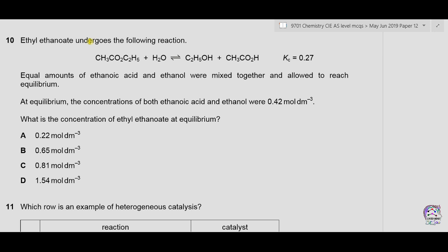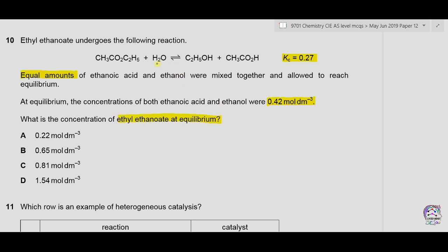Question number 10. Ethyl ethanoate undergoes the following reaction. This is the reaction. Ethyl ethanoate undergoes hydrolysis to form alcohol and carboxylic acid. The Kc for this reaction is given. Kc is 0.27. Equal amounts of ethanoic acid and ethanol were mixed together and allowed to reach equilibrium. At equilibrium, the concentrations of both ethanoic acid and ethanol were 0.42 mole per decimeter cube. What is the concentration of ethyl ethanoate at equilibrium?